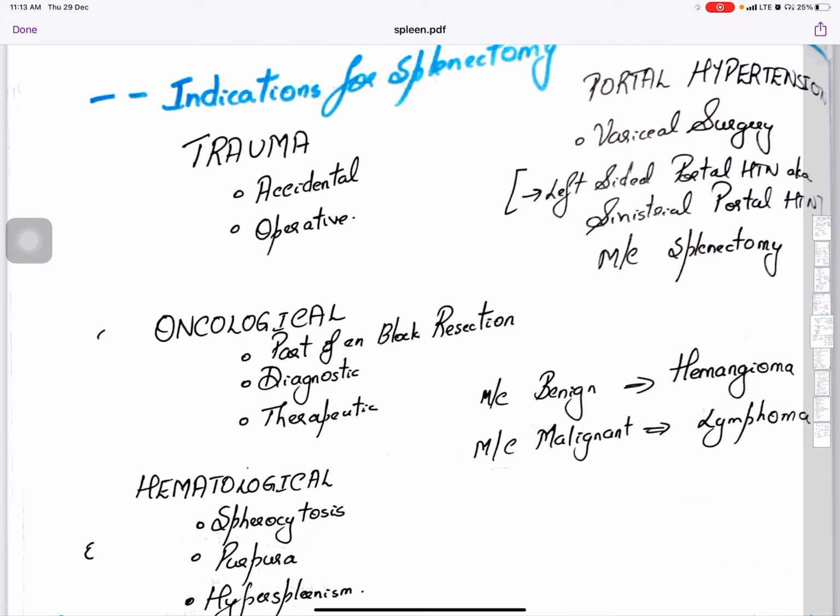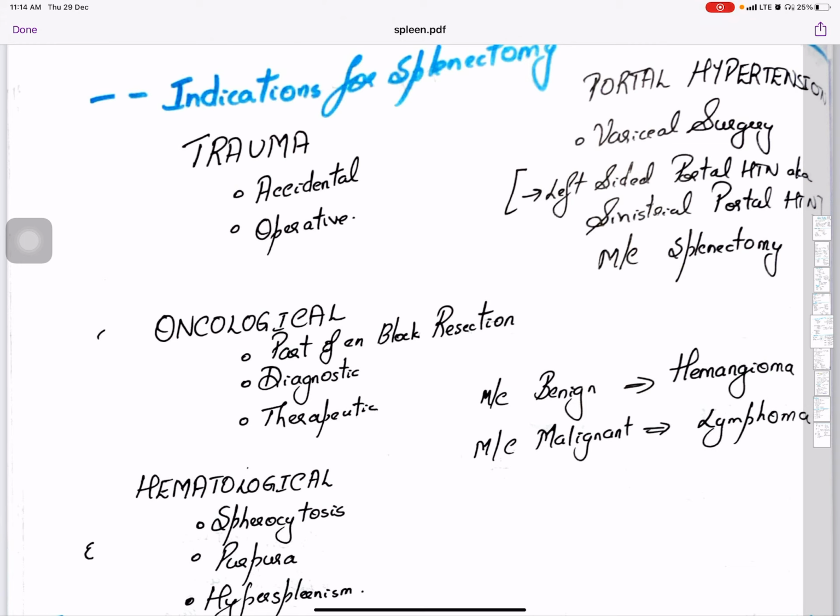Then we have hypersplenism. Then we have in oncological condition part of en bloc resection in case of esophagogastrectomy, in case of gastric carcinoma or carcinoma of tail of pancreas, in case of upper carcinoma of stomach, in case of lymphoma, in case of angiosarcoma of pancreas, in case of hemangioma, in cases of lymphoma is very important. Hairy cell leukemia, this one. Lymphoma is the most common. It used to be removed as a part of staging laparotomy. Now it is rarely removed. Okay, so this is oncological.